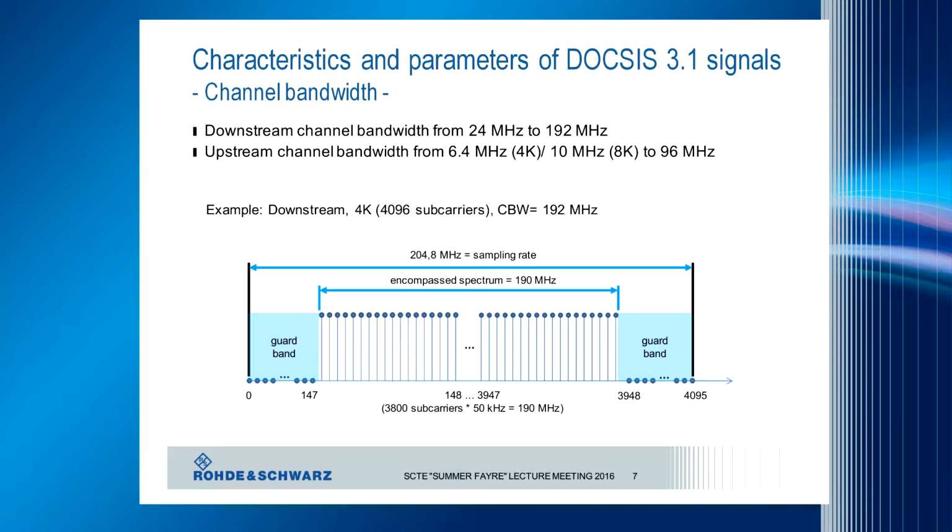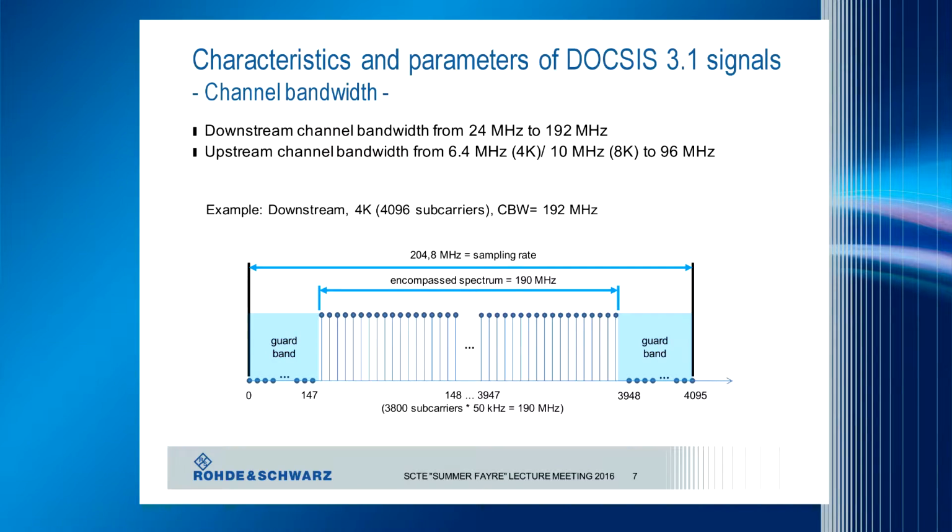I talked already about the bandwidth of a downstream signal. The bandwidths can be in the downstream between 24 megahertz and up to 192 megahertz. And in the upstream, we have to consider the 4K mode or 8K mode. It starts from 6.4 megahertz or 10 megahertz up to 96 megahertz in the upstream. And if you are talking about bandwidth, it's also an interesting thing, because we have to consider a certain sampling rate in the downstream, which is 204.8 megahertz.